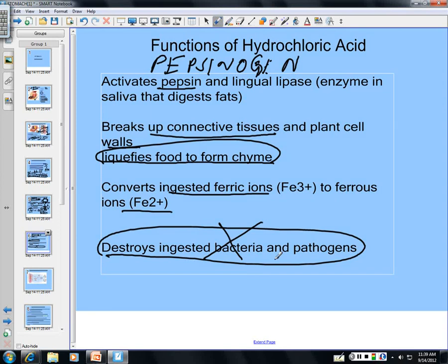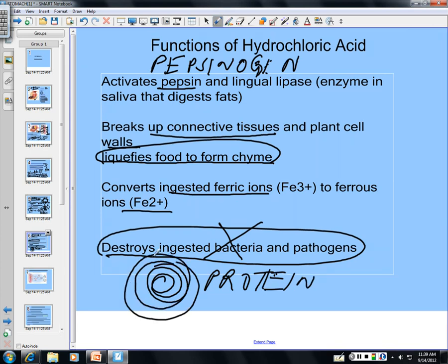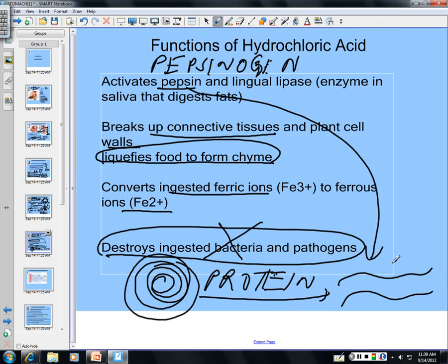Another thing that I forgot to add on this slide is the hydrochloric acid, remember, opens up proteins. It unfolds proteins. So what are proteins? Proteins are highly folded structures of amino acid chains, okay? So what does acid do? Acid is going to unfold this long chain of amino acids. So now pepsin can work on this protein and break it up into smaller chains of amino acids or individual amino acids, either way, okay?